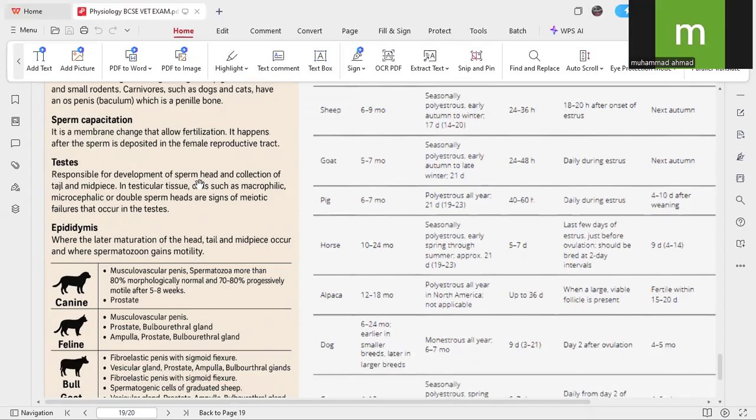The testes are responsible for the development of the sperm head and the formation of the tail and midpiece. In testicular tissue, abnormalities such as macrocephalic, microcephalic, and double sperm heads are signs of meiotic failure that occur in the testes. The epididymis is where the later maturation of the head, tail, and midpiece occurs, and where spermatozoa gain motility. These are all important parts with different functions.